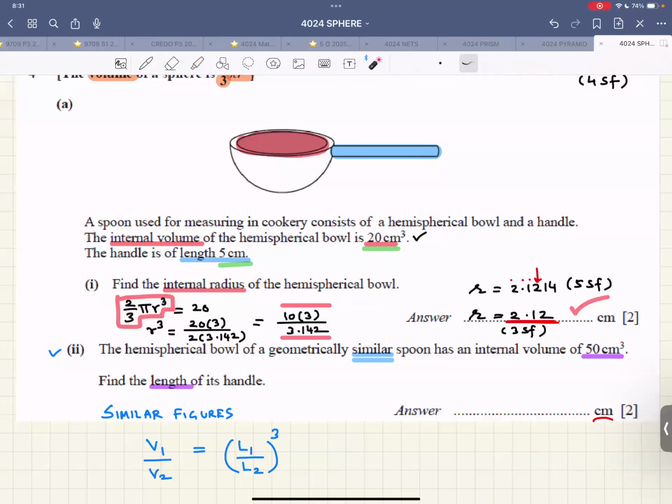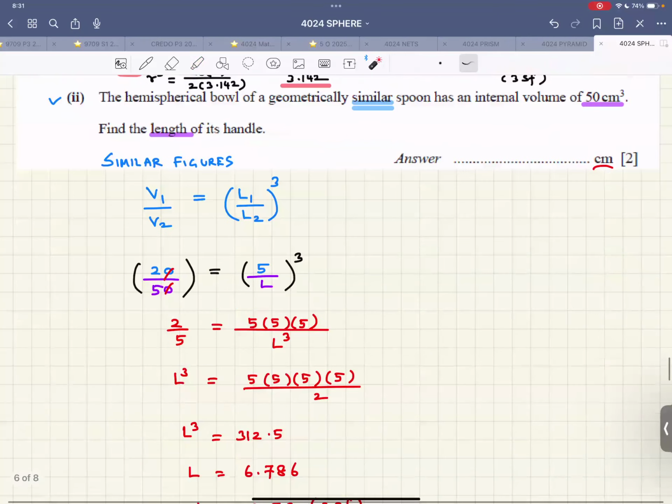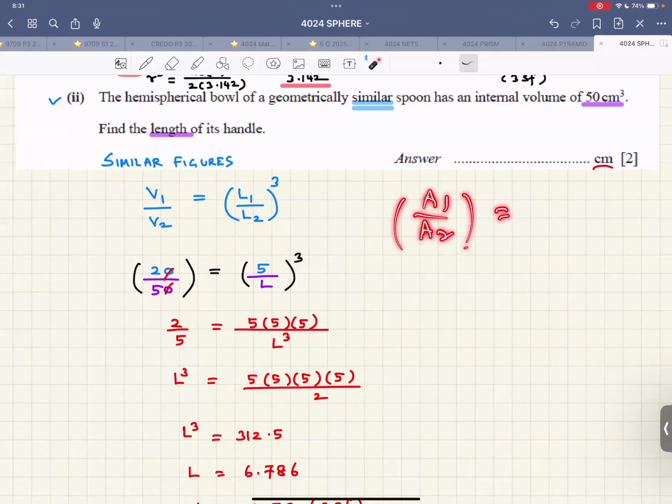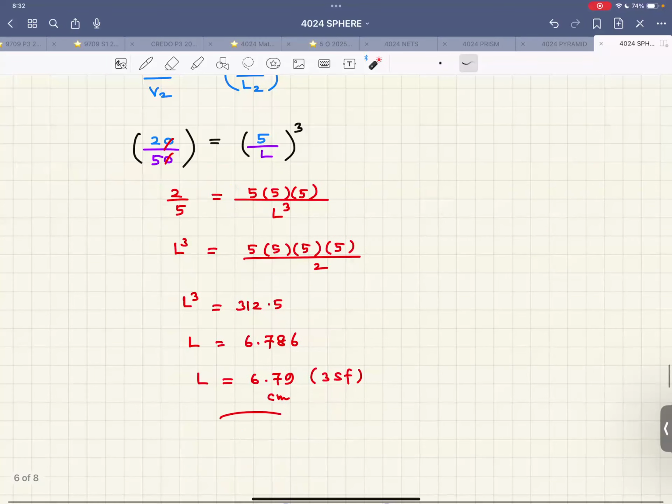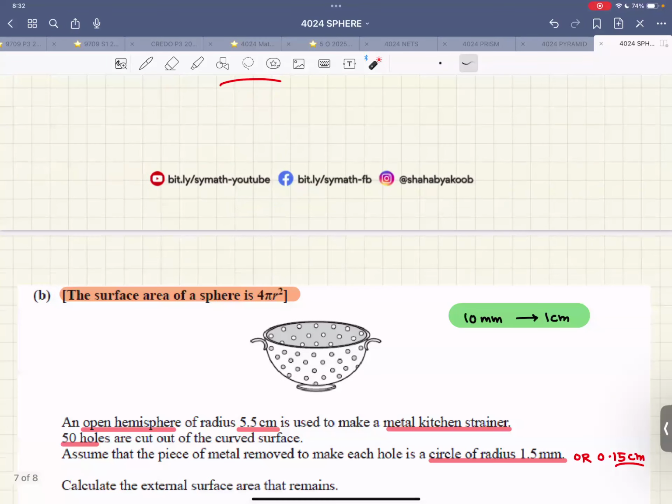The hemispherical bowl is geometrically similar, and this we will talk about in similarity. It's geometrically similar to something which has an internal volume of 50. So when we talk about a volume of similar figures, the ratio of volume is ratio of length whole cube. The ratio of area is ratio of length whole square. We will talk about it later. Right now, that was just a part for it.